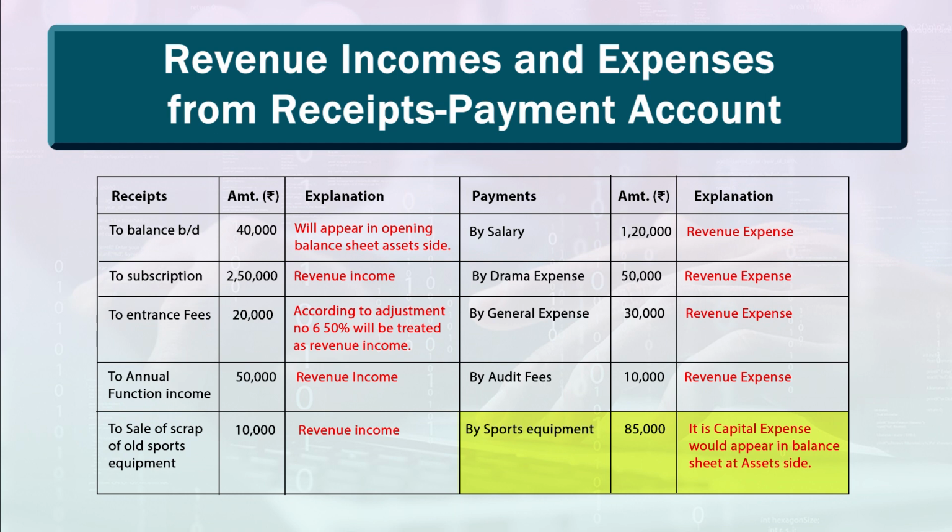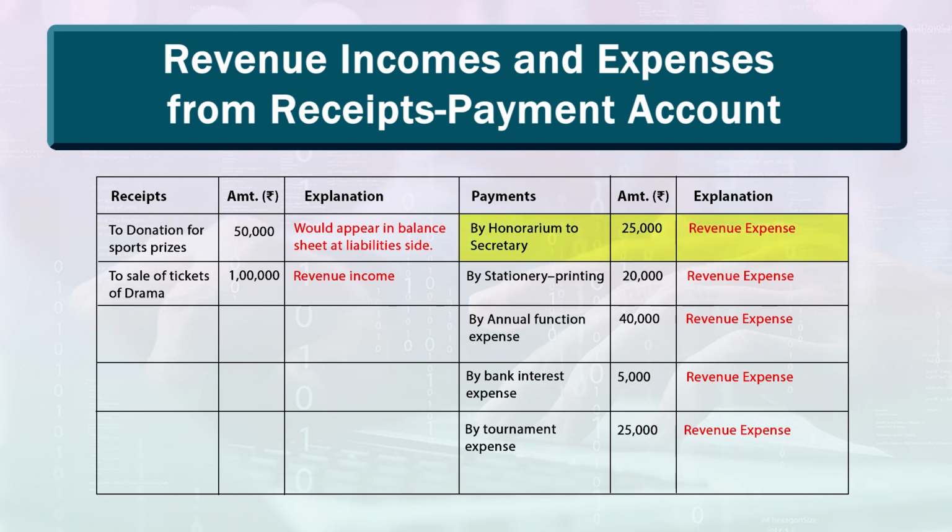It is a capital expense and it would be appearing in the balance sheet at asset side. Then there is honorarium to secretary of rupees 25,000. Again, it is considered as revenue expense. Then there is stationery and printing expense of rupees 20,000, which is also a revenue expense. The annual function expense of rupees 40,000 is also a revenue expense. Then there is bank interest expense of rupees 5,000, which is also a revenue expense.